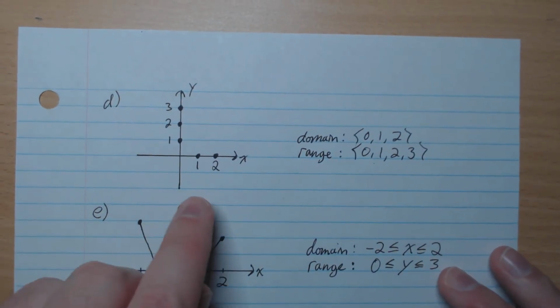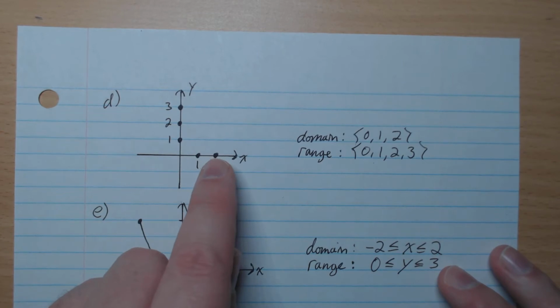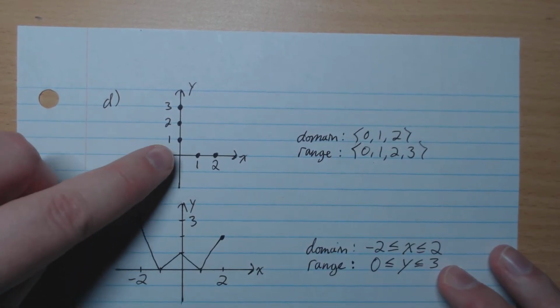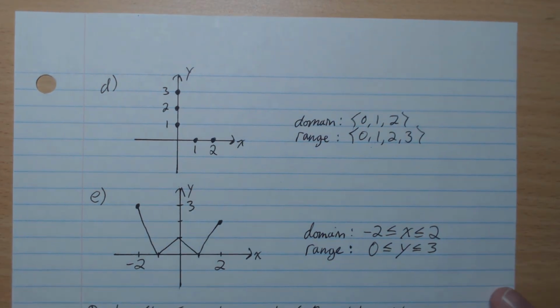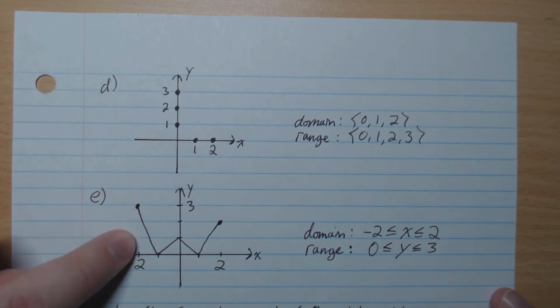D, we notice that the domain is 0, 1, 2, like that, and the range is 0, 1, 2, 3, like that. E, we notice the domain between -2 and 2, like that, and the range we notice between 0 and 3, like that.